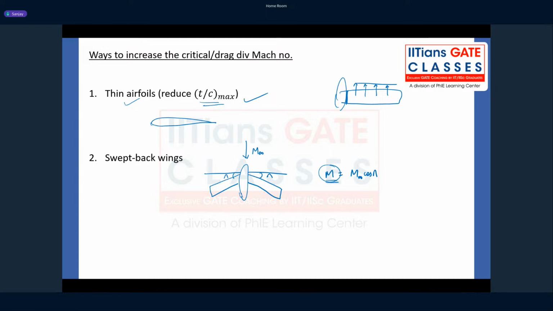So these are two traditional ways of doing it. There is another way, which is a very interesting way to do, and that is to use a supercritical aerofoil. This is a very specially designed aerofoil which tends to play with critical Mach number and drag divergence Mach number. So we will see what exactly this supercritical aerofoil is and how it helps to increase your critical or drag divergence Mach number.